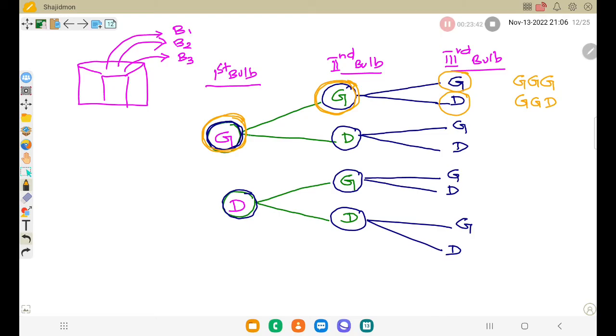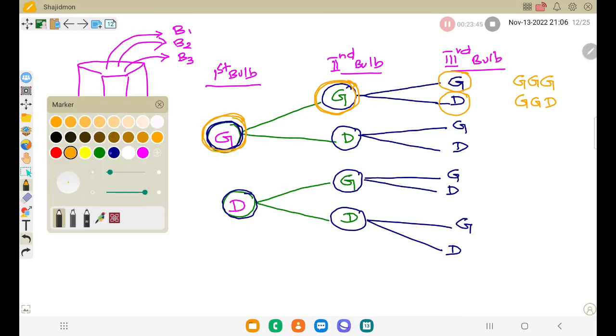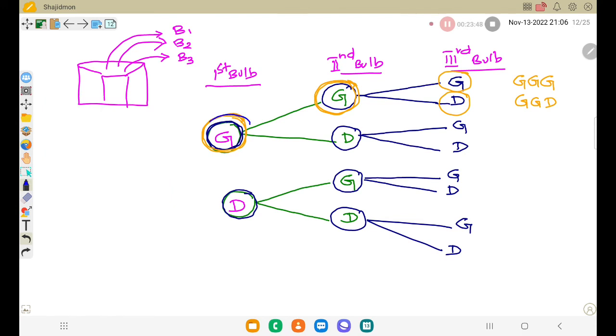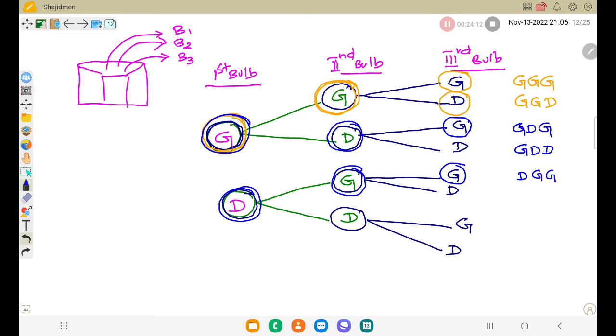Now in the same way we can write other options. What are the other options? First bulb may be good, second bulb defective, third bulb may be good. So we can write good, defective, good. Now what is the other option? You can think from the tree diagram, good, defective and defective. Now what is the other option? Defective, good and good, correct. What is the other option? Defective, good, defective. And what is the other one? Defective, defective, good, and defective, defective.